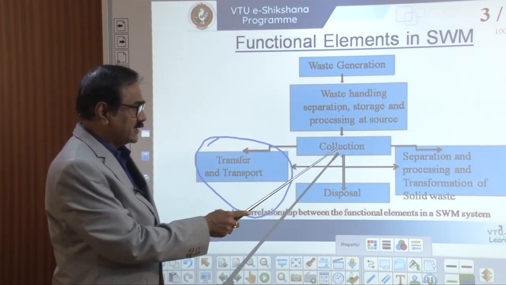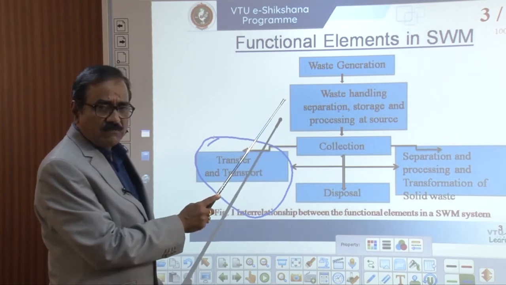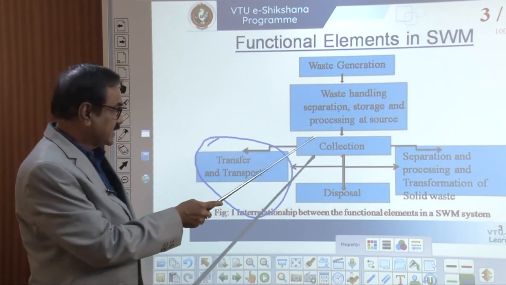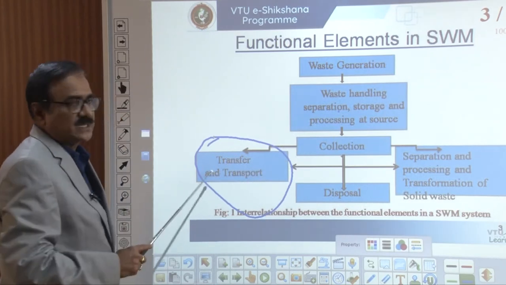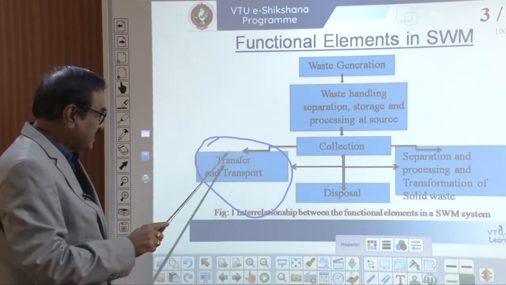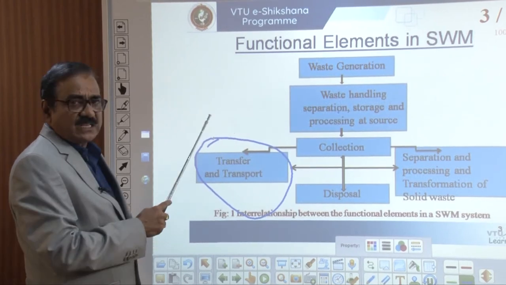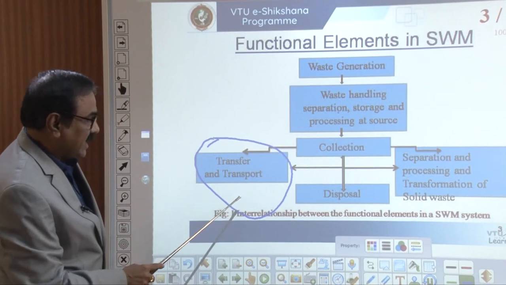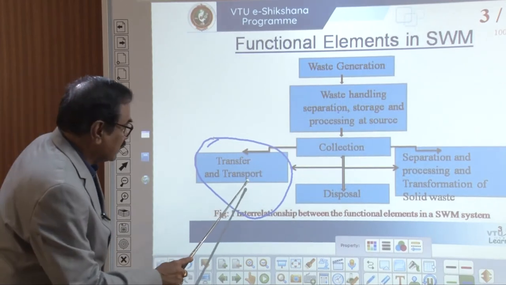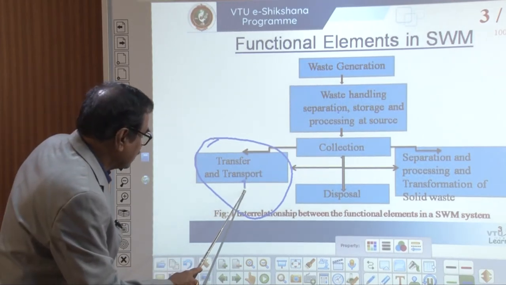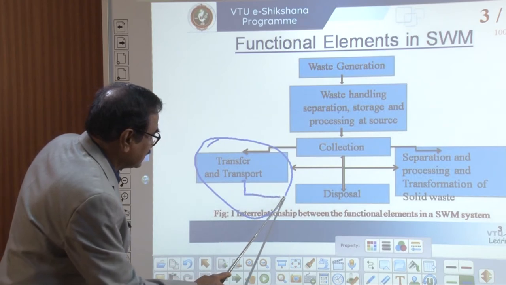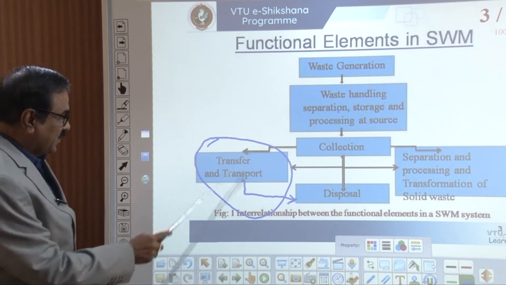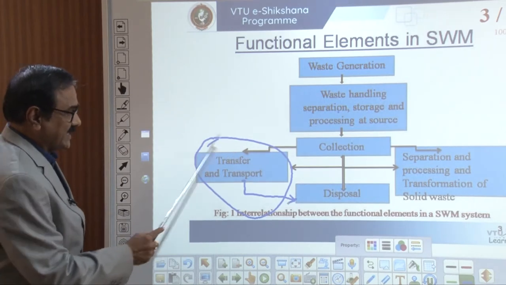After collection, small vehicles unload into the bigger vehicles, and all the bigger vehicles from the different corners of the city will come to transportation. And after that transferring, that can be transported to here, or sometimes, here one flow is missing. It's something like this. Okay. If we feel that after collection, earlier this was the case.